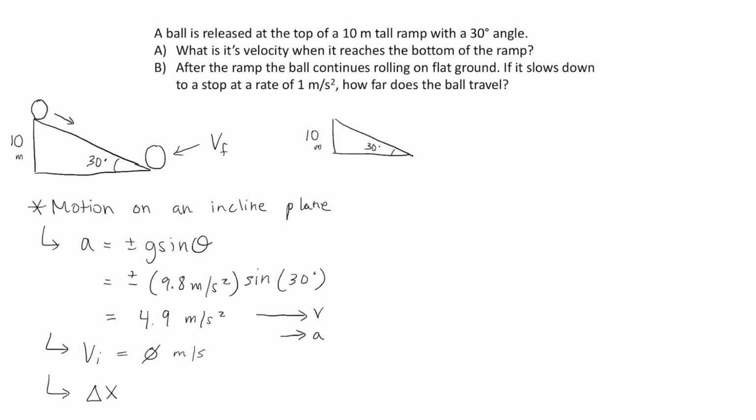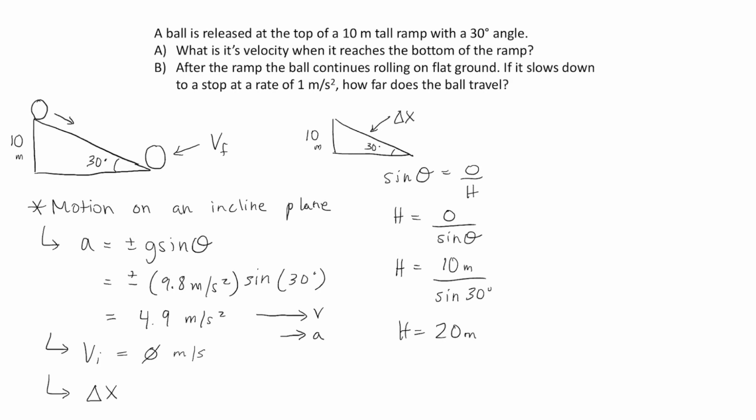Now we can use trigonometry to figure this out. We have a right angle triangle. The opposite side is 10 meters and the angle is 30 degrees. We want to find the hypotenuse. That represents delta x. So we will use sine theta is equal to opposite over hypotenuse. We can rearrange and isolate for the hypotenuse, plug in our values, and we find that the hypotenuse of this right angle triangle is 20 meters long, which means delta x, the ball's displacement, is 20 meters.